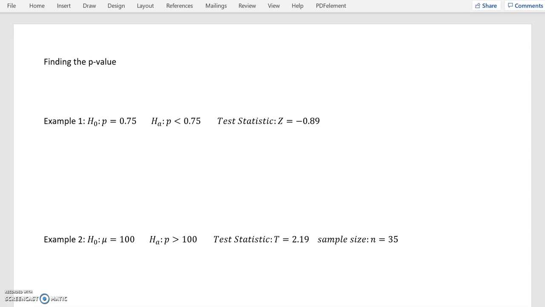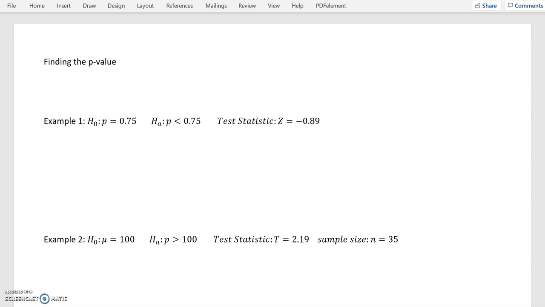This video is going to give some help in finding the p-value. This is assuming that you've already formulated your hypotheses, checked the conditions that are appropriate to make sure that you can use either the normal or the t-distribution, depending on what kind of parameter you're making hypotheses about, and that you have calculated the standardized test statistic correctly.